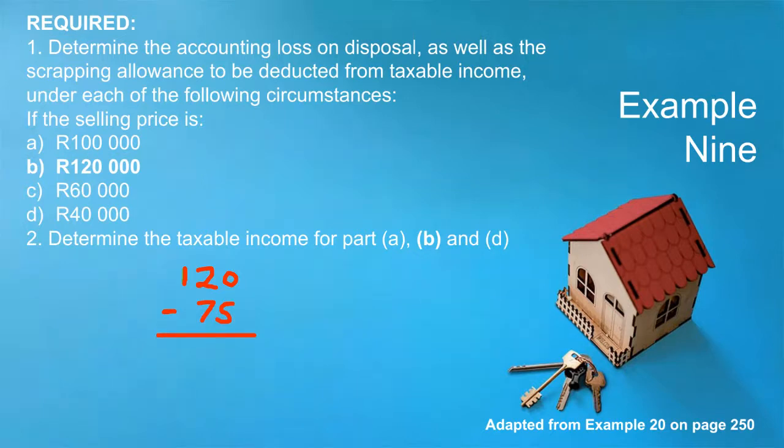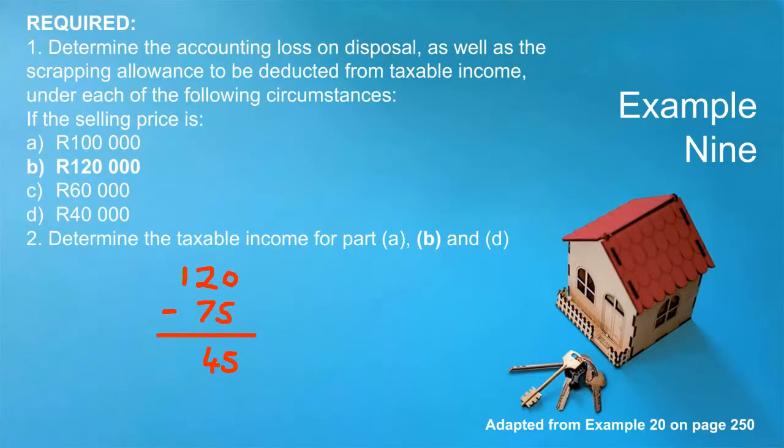So then what is going to be our accounting profit, which we will see on the income statement, right? So it's going to be 45,000. Now, if we had to just stop there, guys, I just want to break up this 45,000, right? So what is sitting in that 45,000? How much of that 45,000 is capital profit, do you think, right?